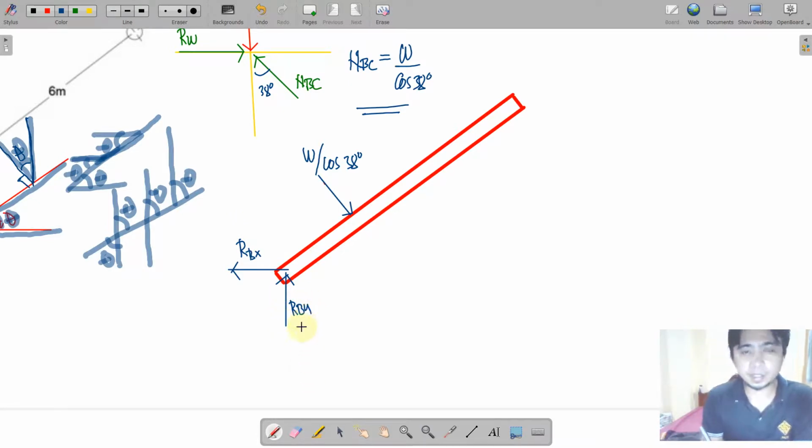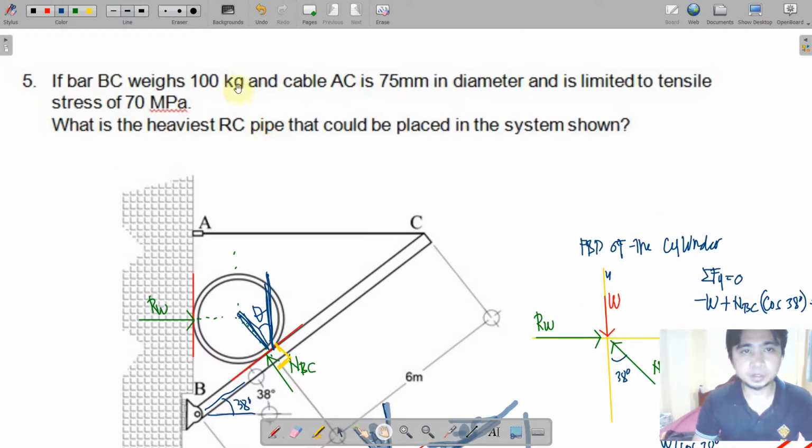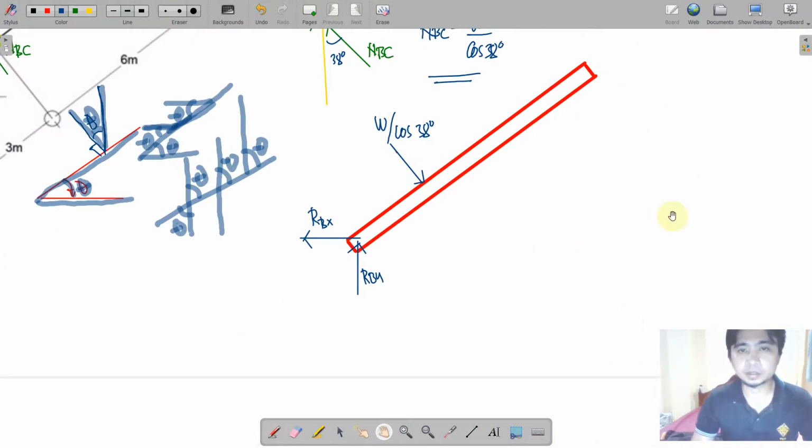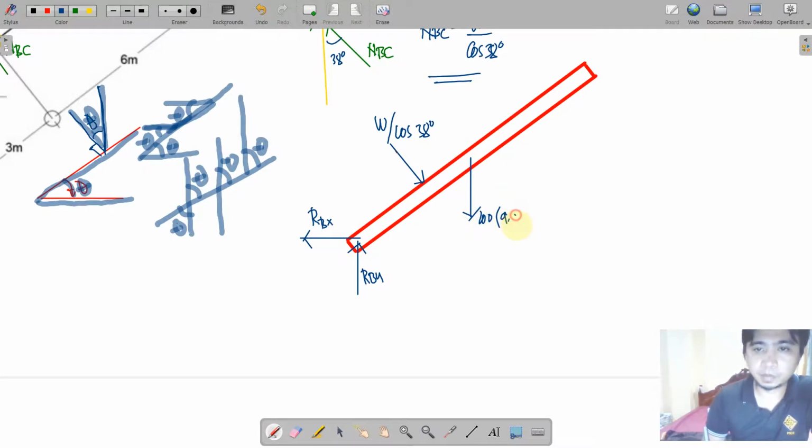RBY. So what else? We have here the weight, because the bar BC, according to the problem, has a self weight that is equal to how much? 100 kilograms. Okay, so that is 100 kilograms weight here, at the mid or at the centroid of this bar, of course. This is the weight of BC, equivalent to 100 kilograms multiplied by acceleration due to gravity in order to have a force unit or the weight.